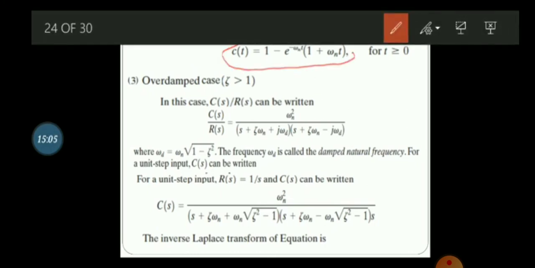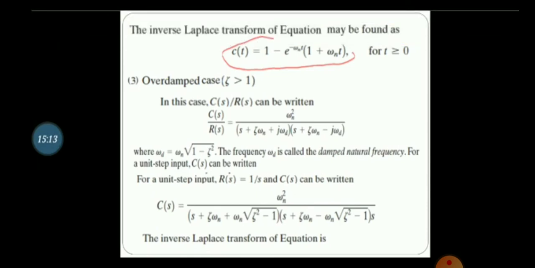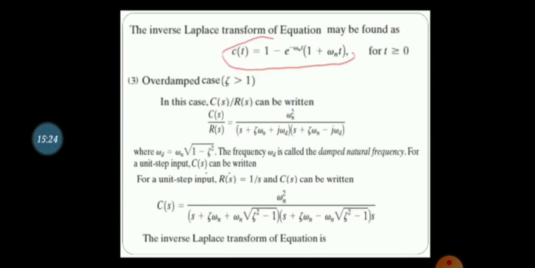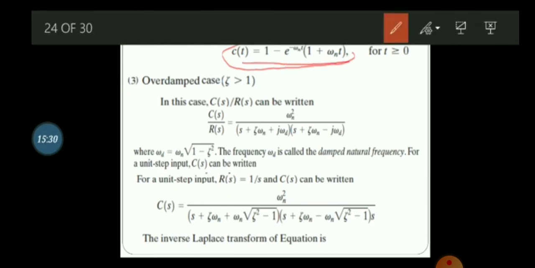c of t is equal to 1 minus e raised to minus omega n t under bracket 1 plus omega n t, for t greater than or equal to 0. Just go through with this equation. Just take its inverse Laplace transform. If you take this inverse Laplace transform, then you will get this equation, that is c of t is equal to 1 minus e raised to minus omega n t under bracket 1 plus omega n t, that is for t greater than or equal to 0. Just apply the inverse Laplace transform, then you will get this equation.